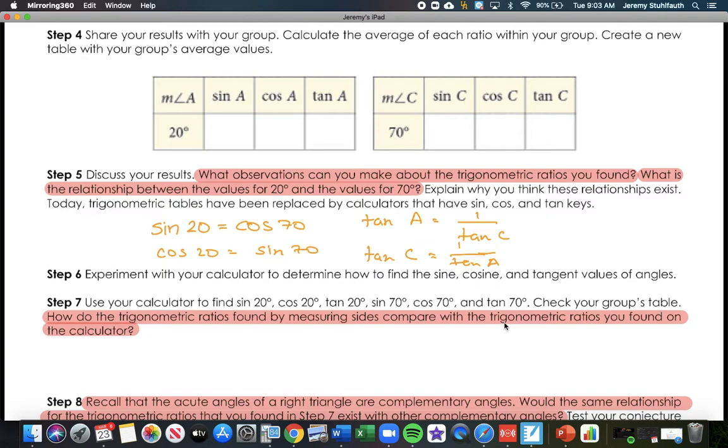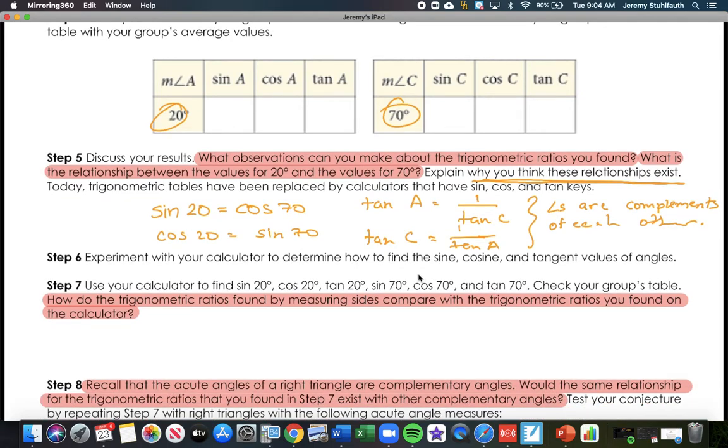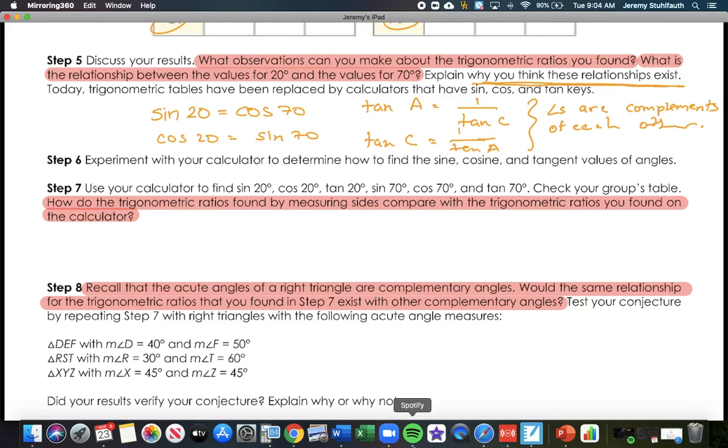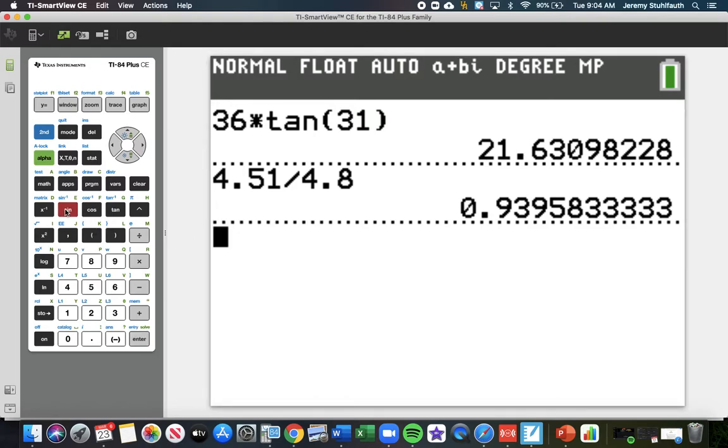All right, if you take a second to think about why this relationship exists, just look at the numbers. 20 and 70 add up to 90. So these angles are complements of each other. That means they add up to 90 degrees. So what we're going to do is see if that is the case for all complementary angles. Now, before we move into that, let's talk about how to find this on your calculator. Again, if you're using these, you have like sine of 20.